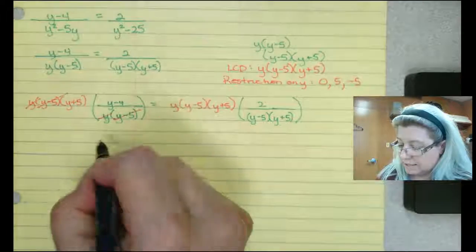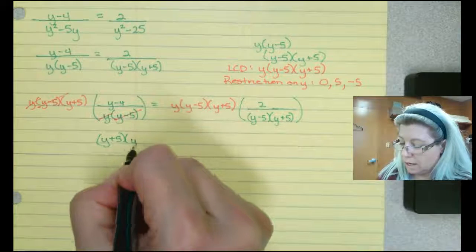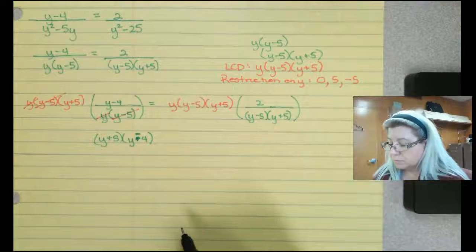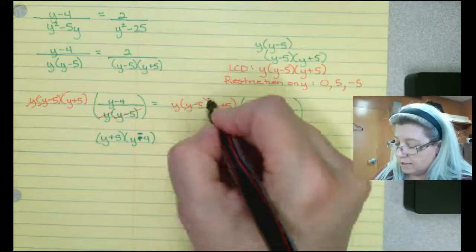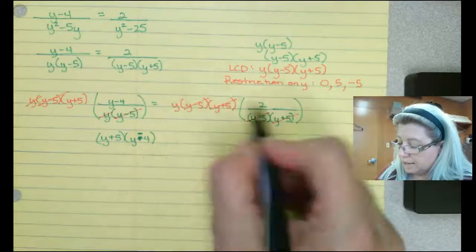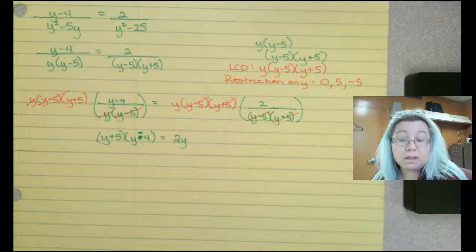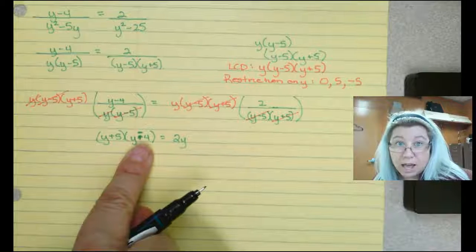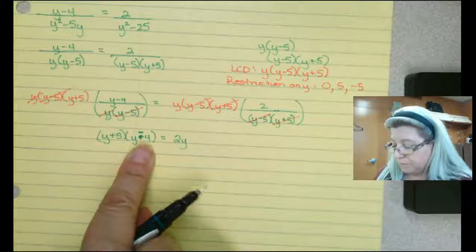So the left-hand side is left with y plus 5 times y minus 4. The right-hand side, the y minus 5 will cancel. The y plus 5 will reduce, leaving me y times 2, which is 2y. I do need to do the multiplication of the left-hand side and simplify and get this set to 0 before I can solve for y.